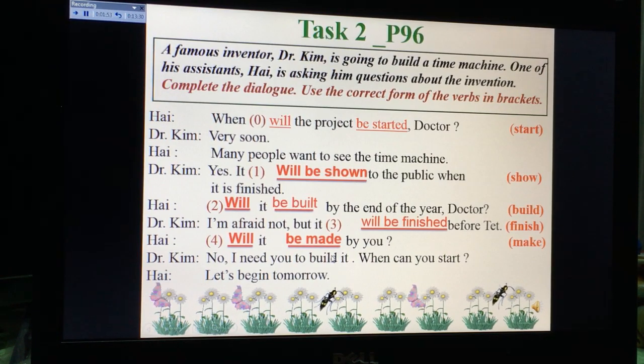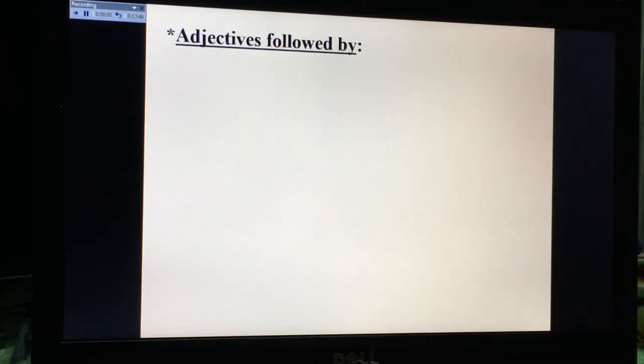So here is the answer of task 2 on page 96. You copy out the answer. If you can't follow, you can stop the video and copy it out. Now we continue to the next part.